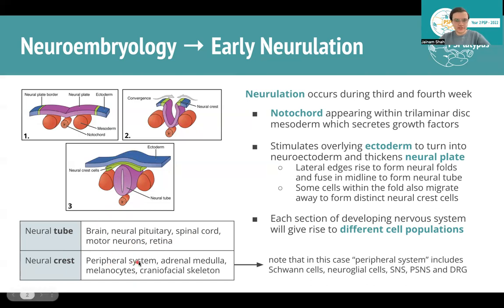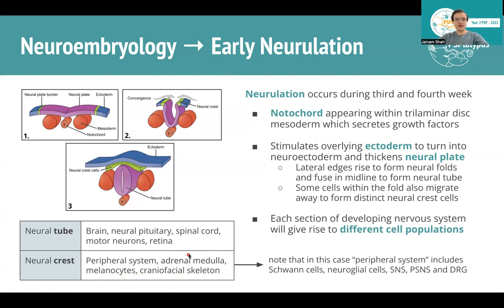So you've got the peripheral nervous system, the adrenal part of the medulla. Remember that it contains some nerve cells, right? You've got melanocytes, which are actually surprisingly not part of the CNS. And you've got the craniofacial skeleton, which you may or may not have covered some embryology for already.